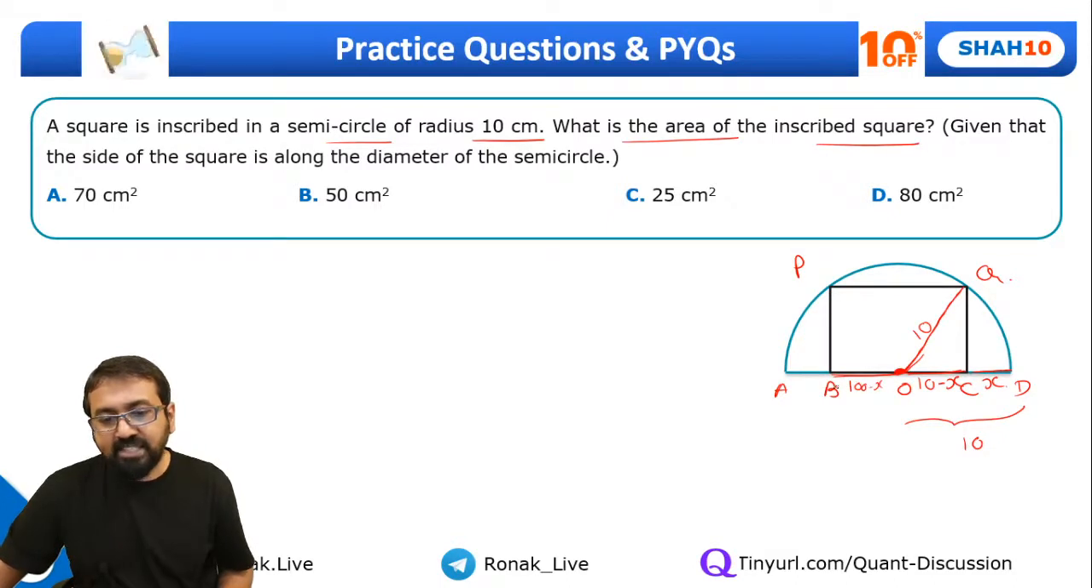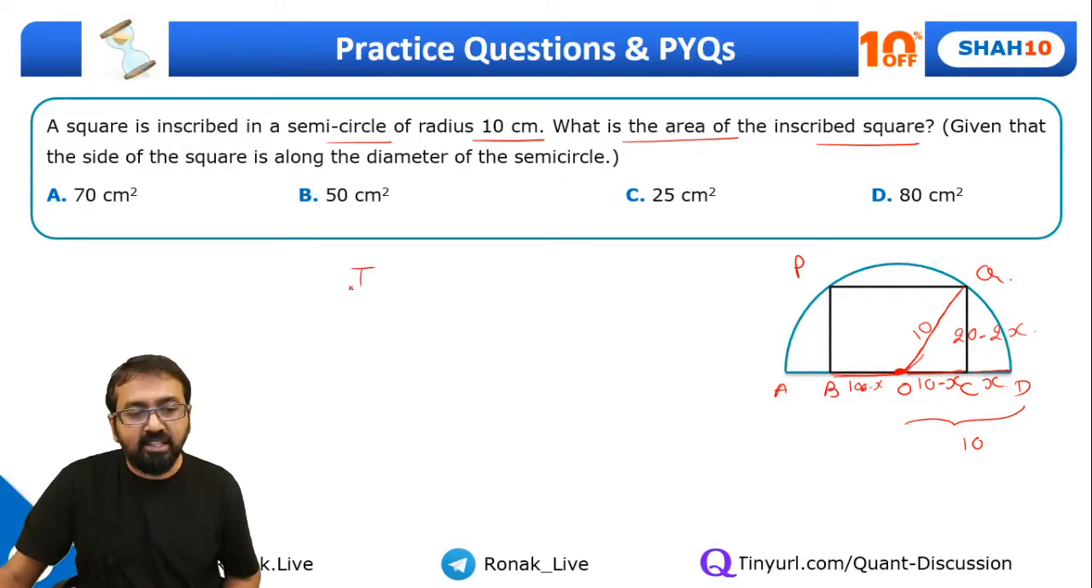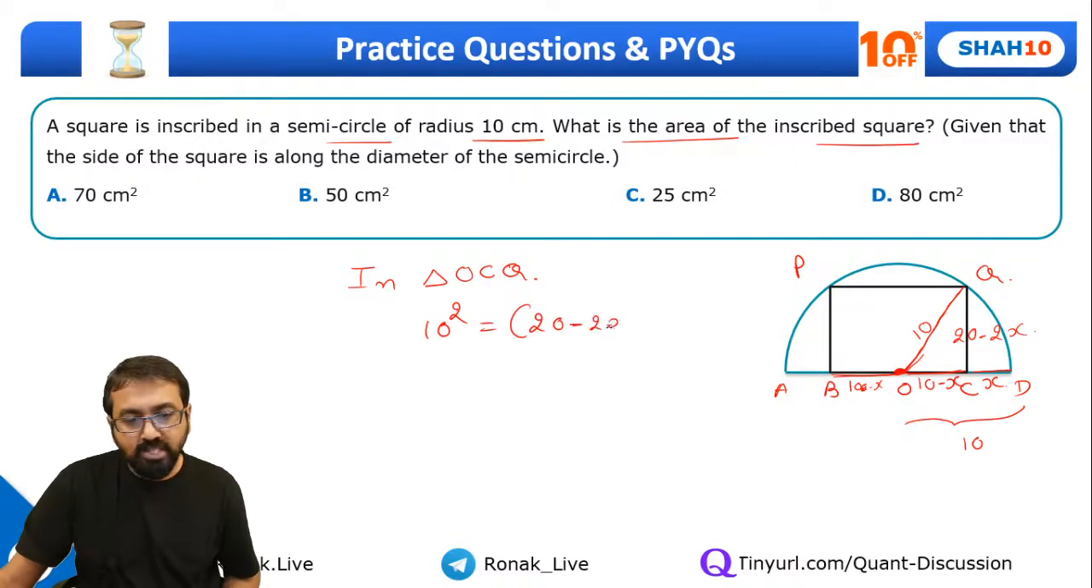So what is the complete side of the square? PQCB is a square. So what is the complete length? It's 20 minus 2x. So this is 20 minus 2x. Now we can apply the Pythagoras theorem in this right angle triangle OCQ, right? I can say 10 squared equals (20 minus 2x) whole squared plus (10 minus x) whole squared.